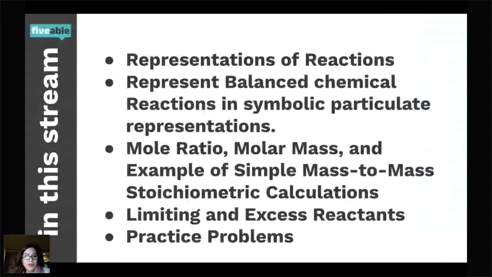Tonight we're going to learn how to represent reactions. You already know how to balance, but now how to represent this balanced equation and what the coefficients mean. We're going to remember how to do a mole ratio. We're going to remember molar mass, and we're going to do examples of simple calculations. And then we're going to learn limiting and excess reactant and more practice problems.